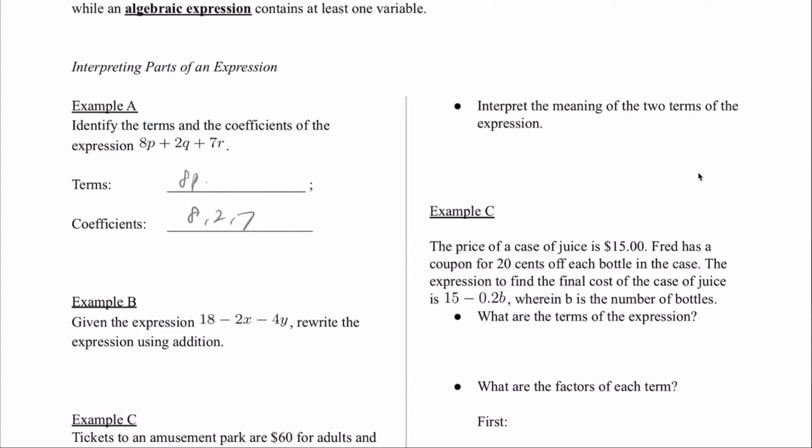So it'll be 8p, comma, bad color. I'm going to change to blue if you don't mind. There you go. And then we got 2q and 7r.